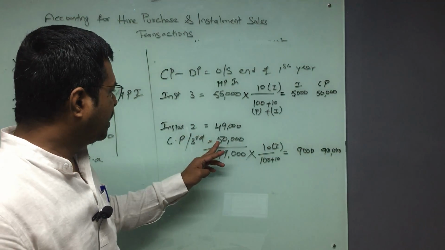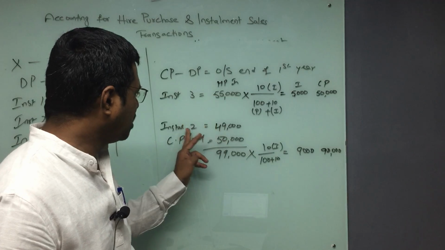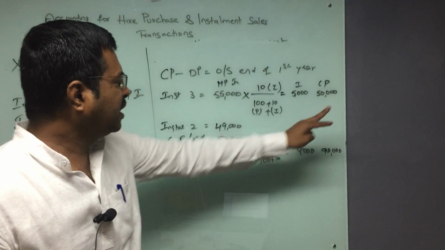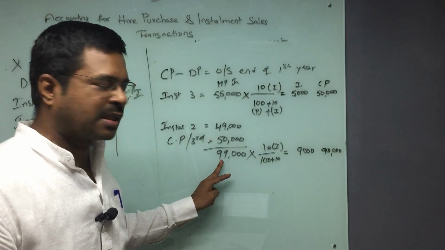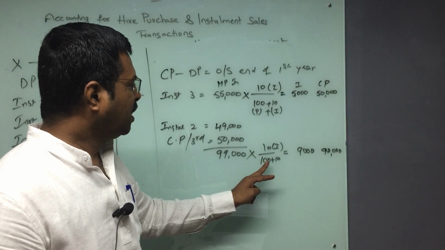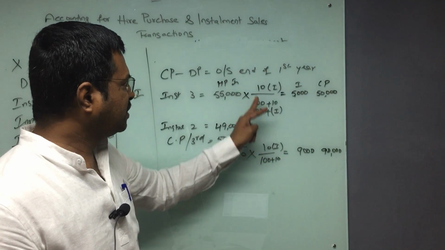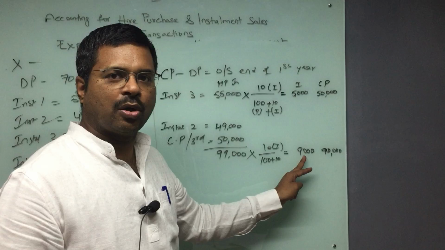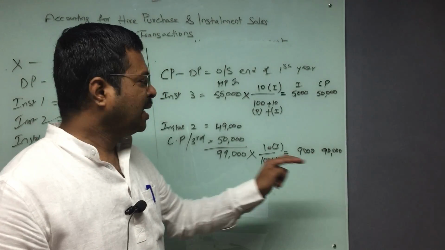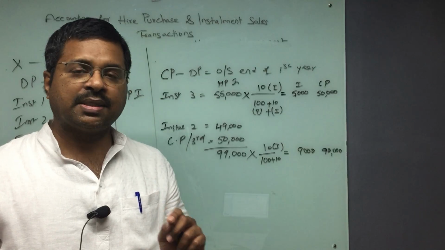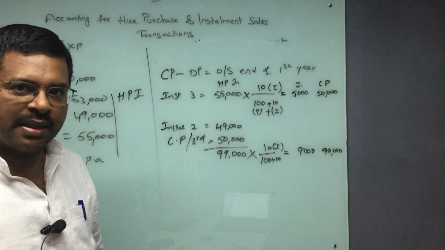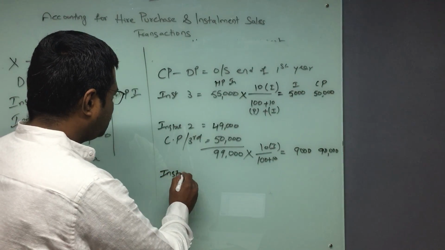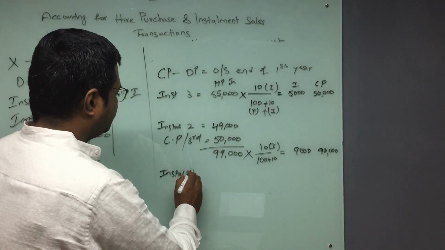What I have done: the installment of the second year is 49,000, and the cash price of the third year which I have identified here, I have added that, and the total amount comes to 99,000. So if I arrive at the interest with the same formula, it comes to 9,000, and from 99,000 if I deduct 9,000, it is 90,000 cash price. This is the cash price at the beginning of the second year. Same principle we follow for identifying the interest of the first year.